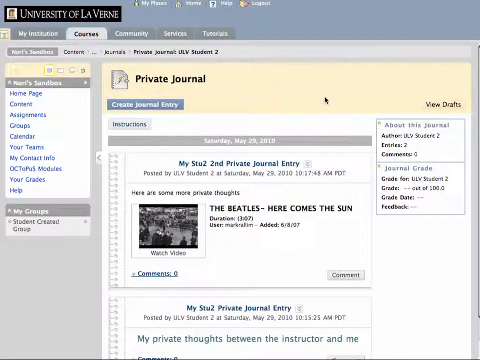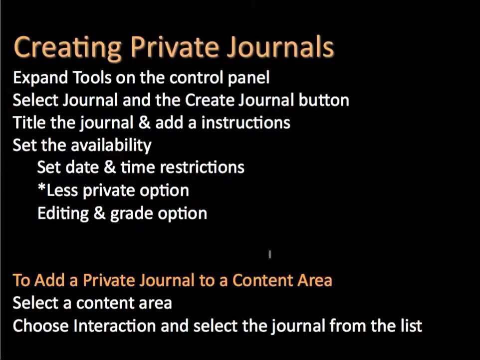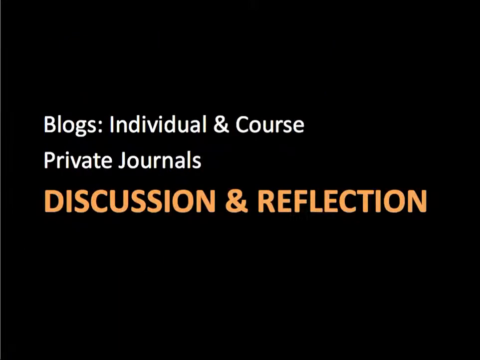This one was set up to have grading, so they can see a little bit about how many entries they've had, how many comments have been made between the student and the instructor, and then if the instructor had already graded, the student would see the grade here, the date that it was graded, and any feedback that the instructor did. So you can create private journals for discussion and reflection in Blackboard version 9.